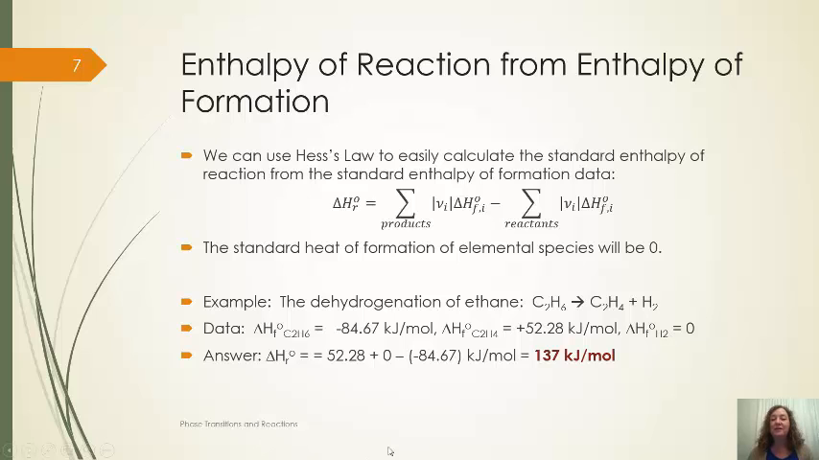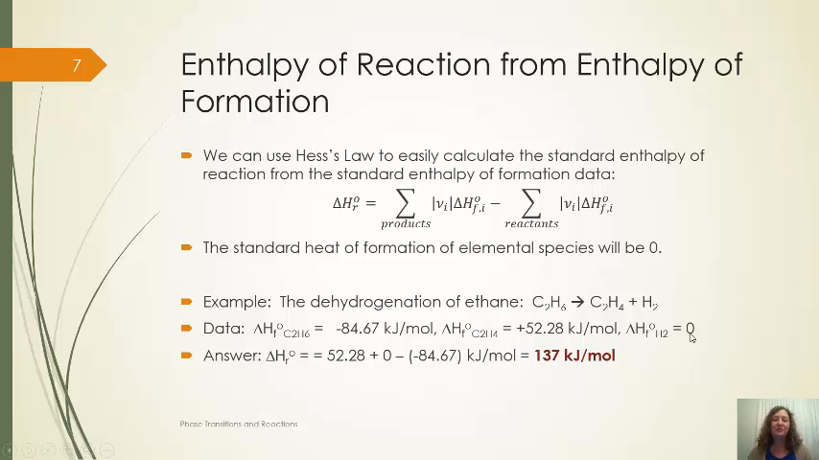So based on that, can we find the heat of reaction for the dehydrogenation of ethane? Basically, this is breaking ethane into ethylene plus hydrogen gas. So I want to find data. I go to a data table, and you can use any data table that you have available. For C2H6, I found negative 84.67 kilojoules per mole. For C2H4, I found positive 52.28 kilojoules per mole. And hydrogen, it's an element. It's 0 kilojoules per mole, or whatever other units you wish to work with.